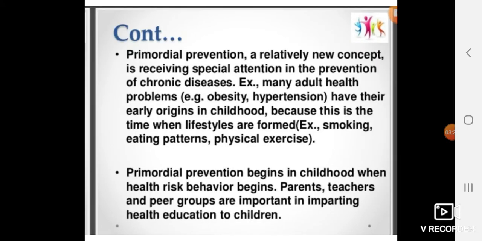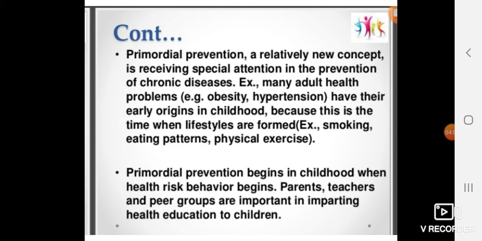Next, primordial prevention is a relatively new concept. It is receiving special attention in the prevention of chronic disease. Examples are obesity, hypertension, etc. It begins in childhood when health risk behavior begins. Parents, teachers and peer group are important in implementing health education for children.